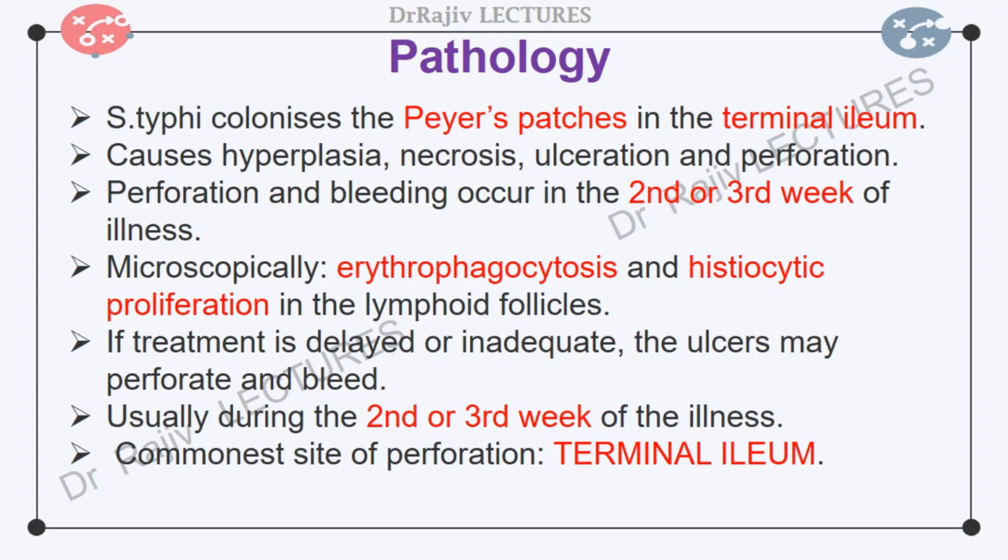Microscopically, there is erythrophagocytosis and histiocytic proliferation in the lymphoid follicles. If the treatment is delayed or inadequate, the ulcers may perforate and bleed, leading to multiple site bowel perforations, including the large bowel.